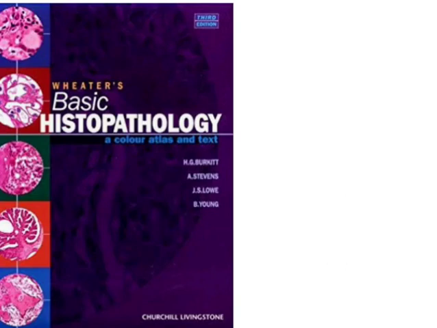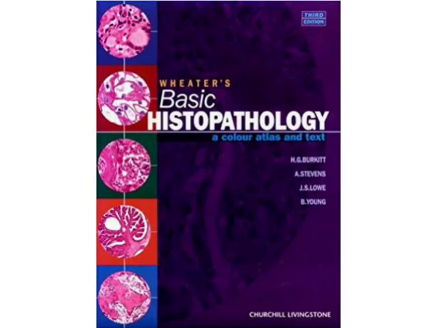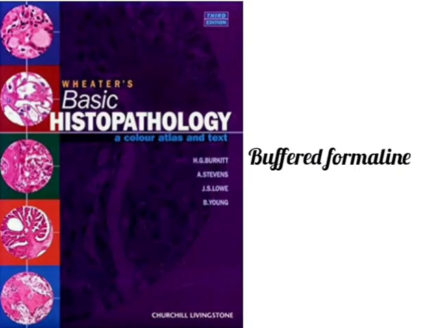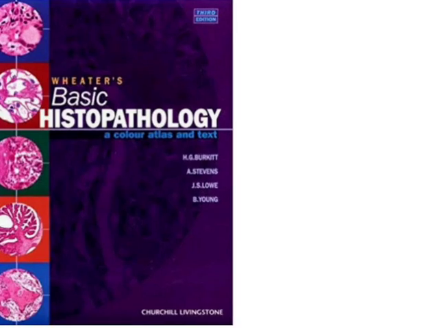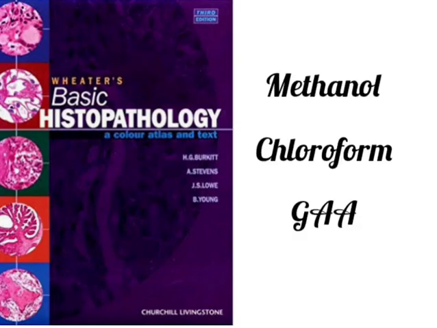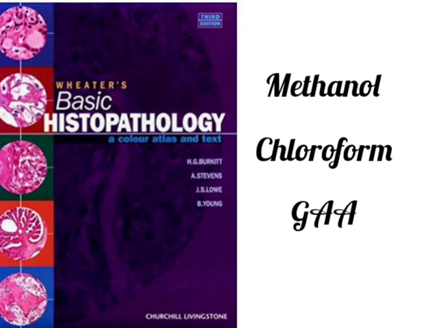Next question. Artifact pigment of formalin can be reduced by dash. The answer is buffered formalin. By using buffered formalin, the artifact pigment of formalin can be reduced. Next question. The content of metacarn fixative is. The answer is methanol, chloroform, and glutaraldehyde. Methanol, chloroform, and glutaraldehyde is the content of metacarn fixative.